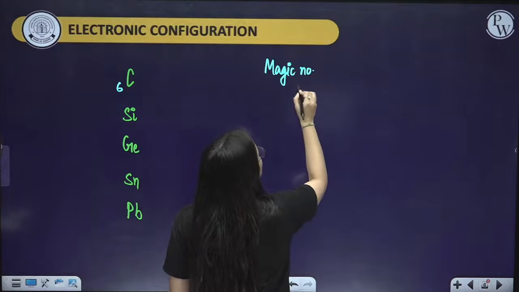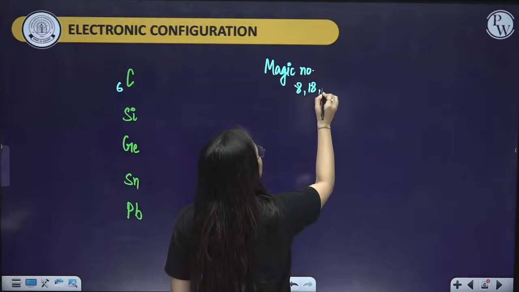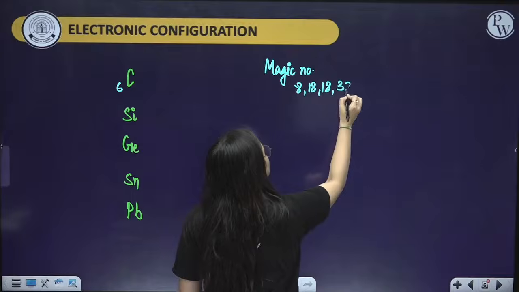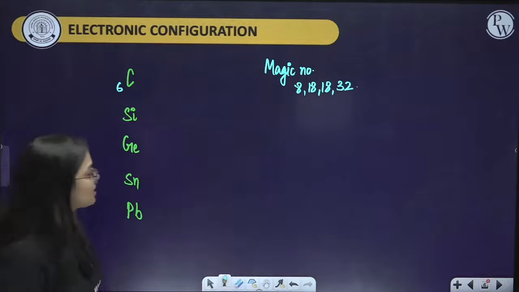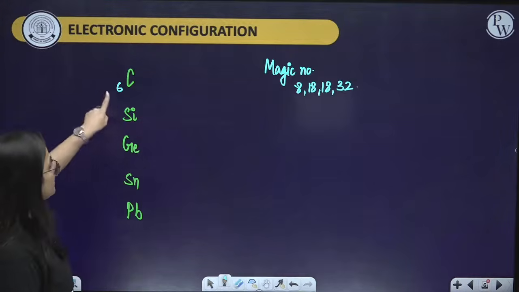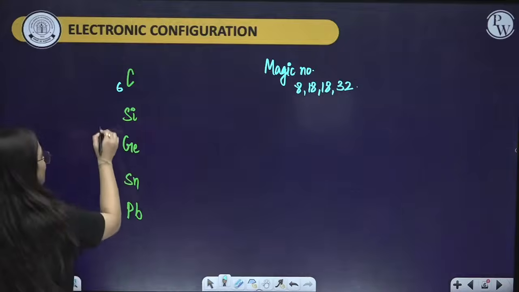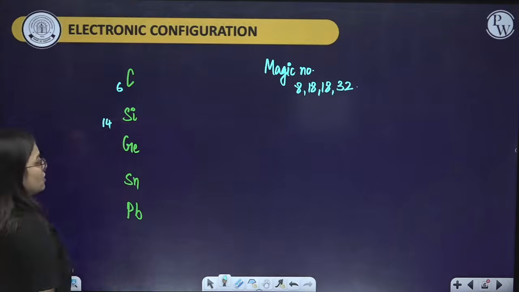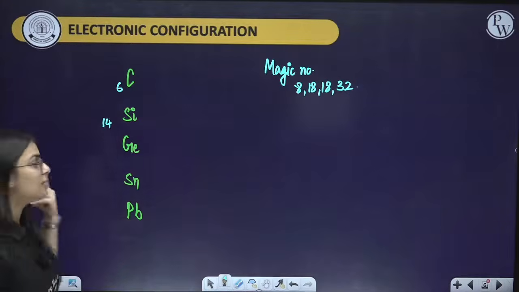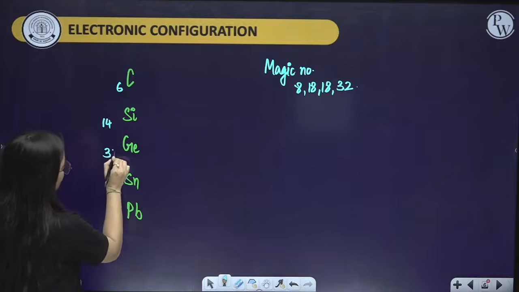The magic number is 8, 18, 18 and 32. This is basically the magic number that we are going to use. That means 6 plus 8 comes out to be what, ma'am? 6 plus 8 comes out to be 14. Now 14 plus 18 comes out to be what, ma'am? 14 plus 18 is 32.